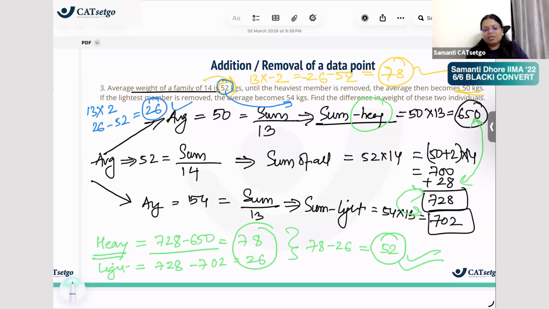So it is 26. So this is how you know that the heaviest person was 78 and the lightest person was 26. And then you can find the difference. So ऐसा equation orally भी हो जाता है if you apply the shortcut properly.